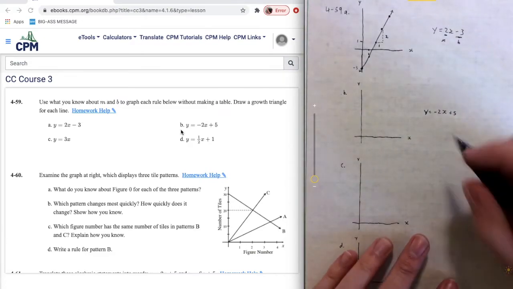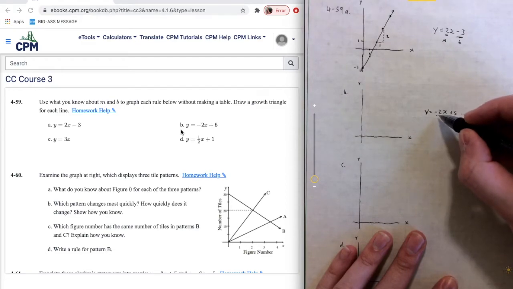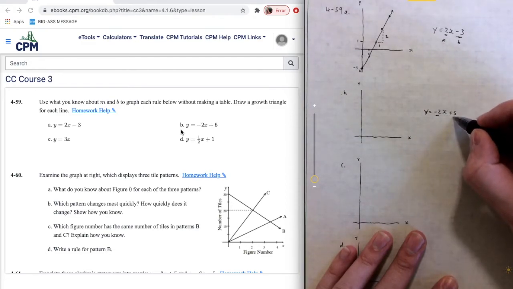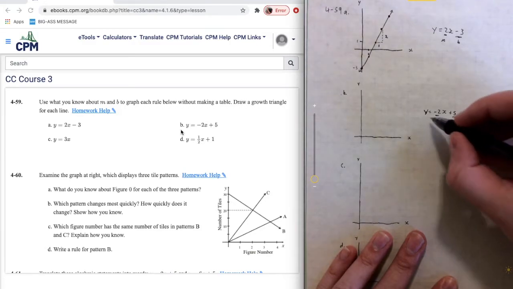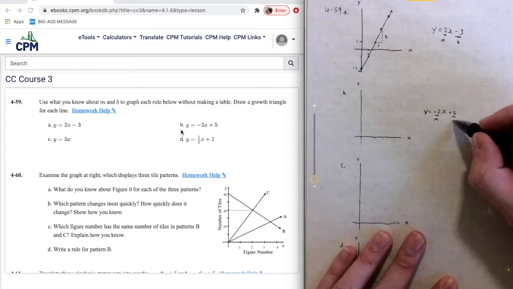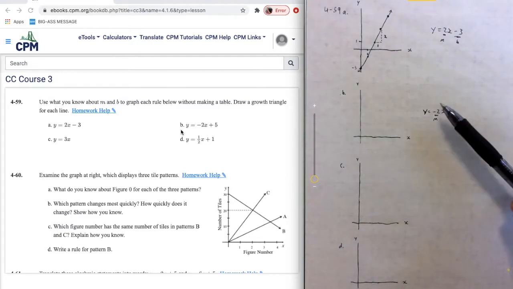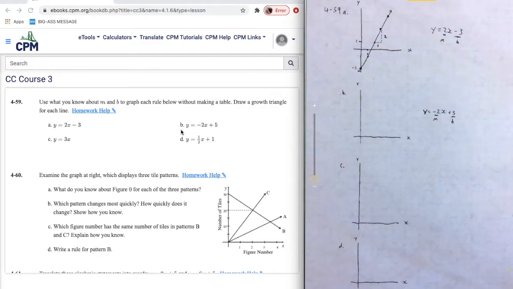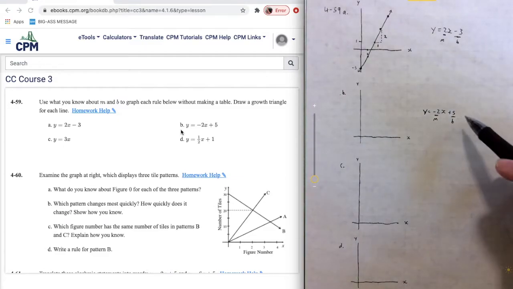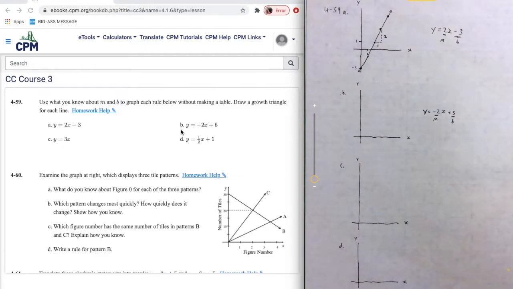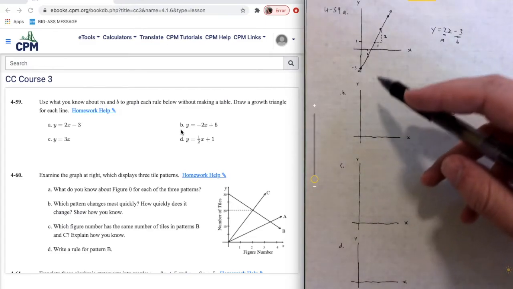And so now we want to underline our B and our M. You don't have to, but it might be helpful just to remember which of these numbers is M and which one is our B. So here our M is going to be negative 2, which means our growth is negative 2. For every 1 we move along the x, we're going to change our y by negative 2. So this is going to be a downward slope graph. And then over here, our B is where we start. So on this y-axis we're going to be starting.